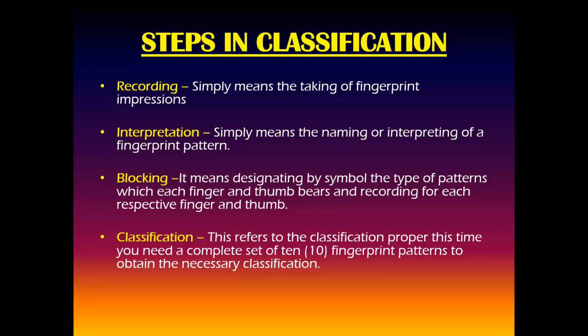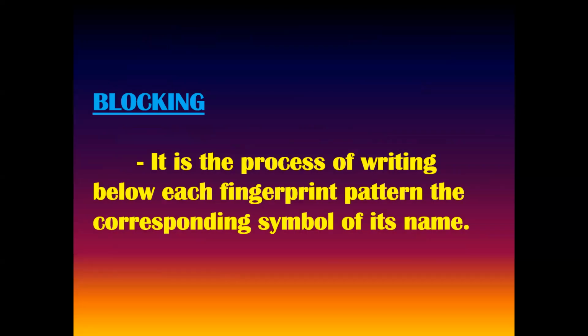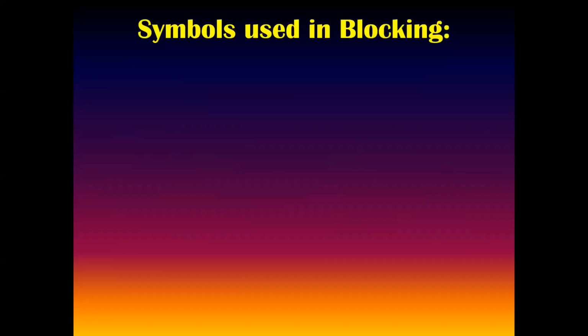After we interpreted, we identified the pattern, we conducted blocking, and we conducted ridge counting or ridge tracing in cases of loops and whirls. Then we are now ready to perform the classification process. Again, the first step here is blocking. Blocking is the process of writing below each fingerprint pattern the corresponding symbol for its name. Now, there are several symbols that are being used.